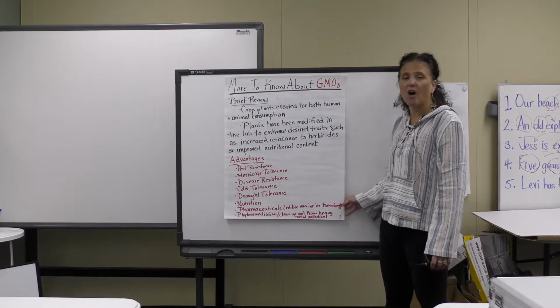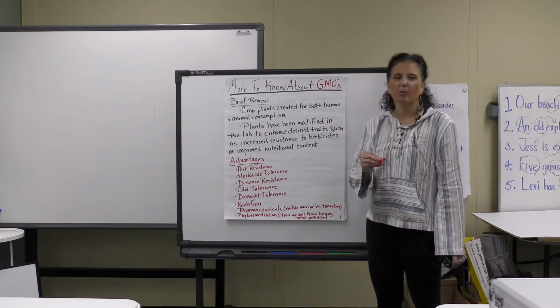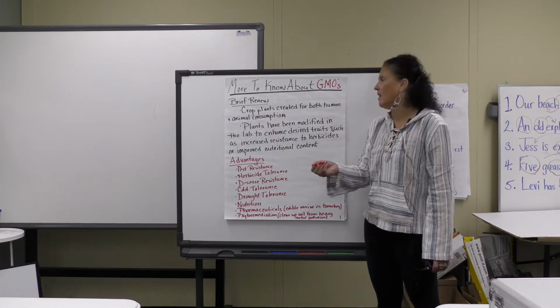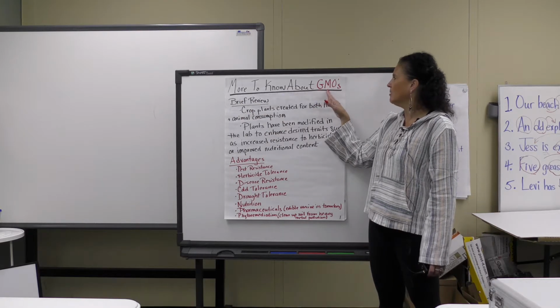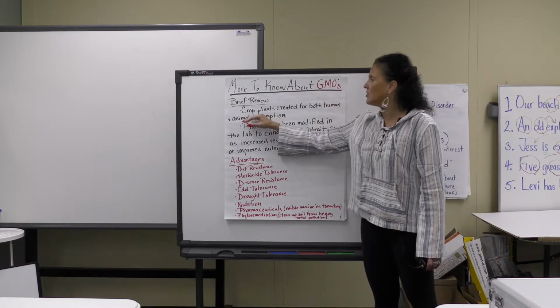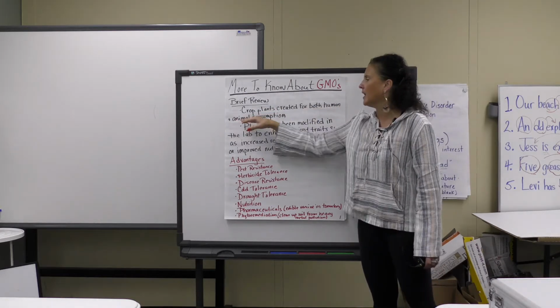We're continuing on talking about GMOs. More to know about GMOs. Let's just do a brief review of what we talked about in the other lesson. GMOs stand for genetically modified organisms, and these are crop plants that are created for both human and animal consumption.